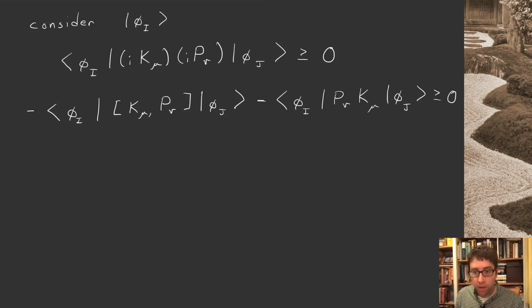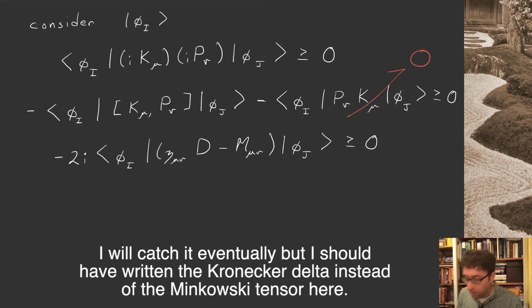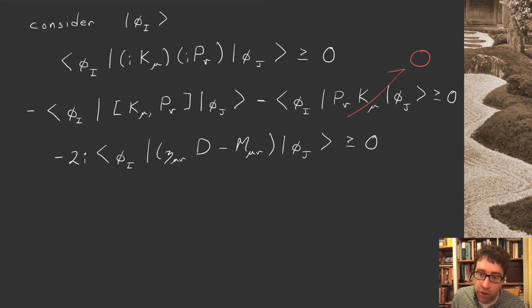And now here comes something interesting. These are conformal primaries, right? So they're annihilated by the special conformal transformation. So this second term is actually just a big fat zero. And I'm just left with a commutator, and I can go back to my algebra and plug in for the commutator and see what happens. So I'm going to learn then that minus 2I phi I prime eta mu nu (dilatation minus Lorentz) phi j is greater than or equal to 0. And this is the basic result from which all of those unitarity bounds on the spectrum follow.